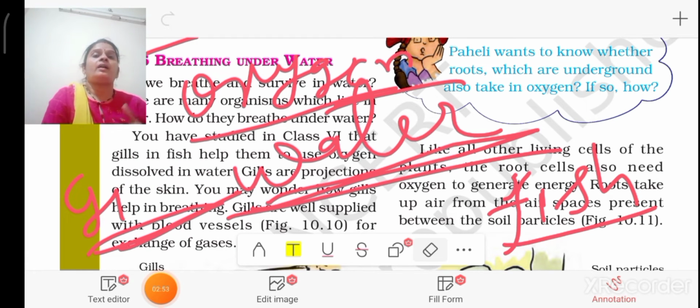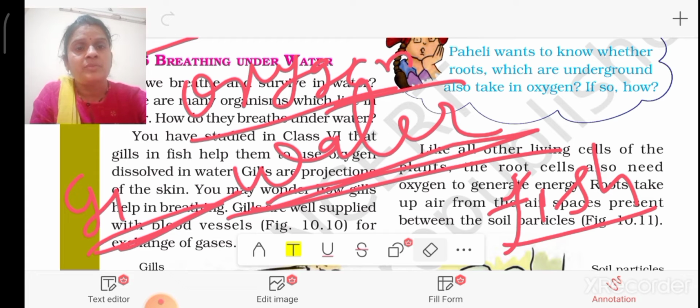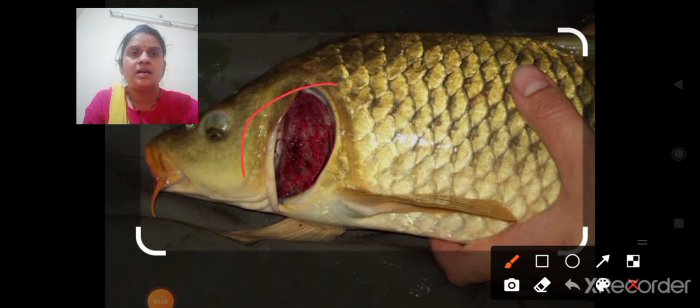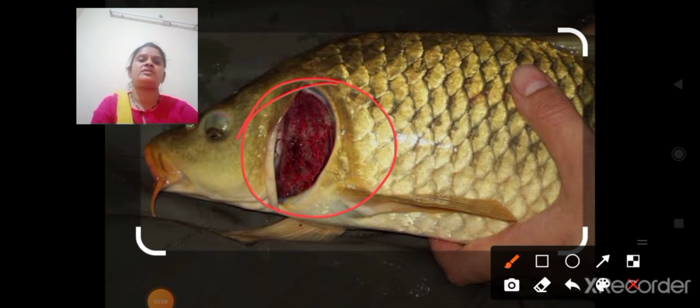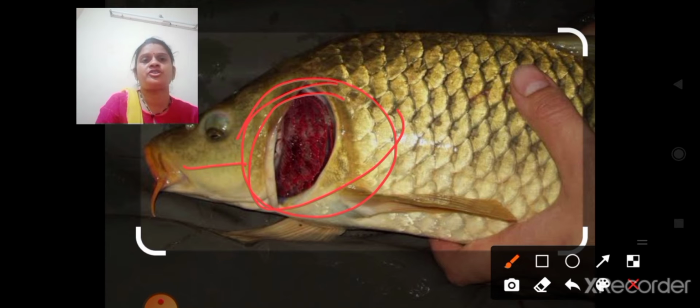Now gills are some kind of projection which are found at the side of their mouth. I'll show you the picture. Wait a minute. So we can see these are the gills which are at the side of the mouth. These are the gills present in the fishes. These gills help to take oxygen. How do they take oxygen? First they gulp the water, they take in water.